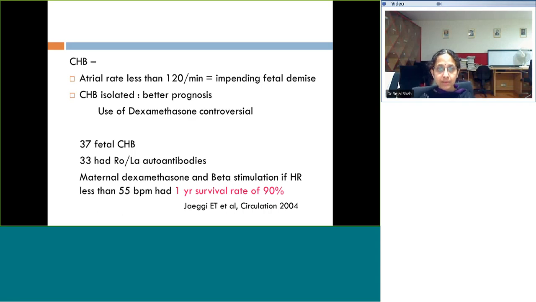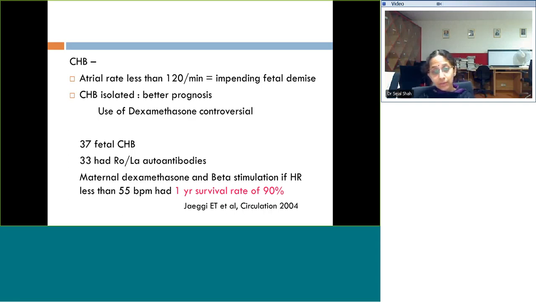So when do we use steroids? When it is complete heart block which is established, especially after 20 weeks, the use of dexamethasone is controversial. Controversial because the benefit is very little, because the damage is expected to be irreversible. And the risks associated with steroids in terms of hypertension, in terms of growth retardation, etc. is high.